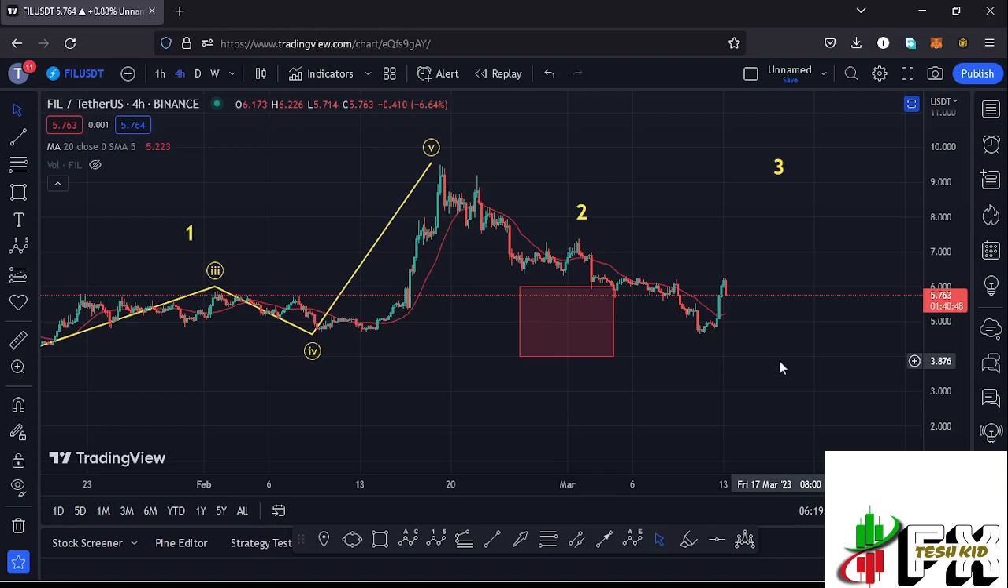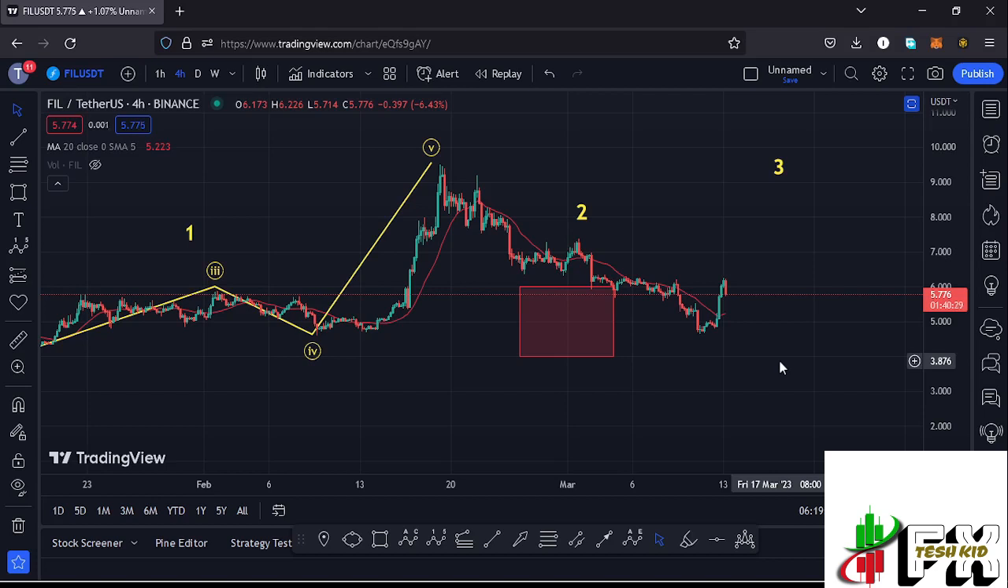Welcome back to TechKidFX for another Filecoin price prediction update, and in this video I'll be giving you the latest developments that have been happening here on the Filecoin chart, which at the time of this recording is holding above the 20-day MA here on the 4-hour chart, which is now acting as support for us to continue gearing up.